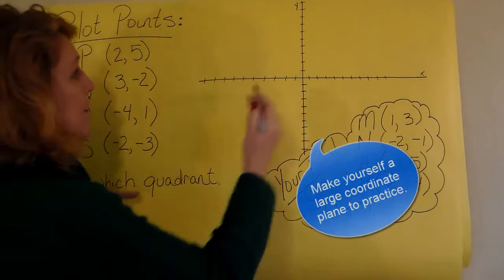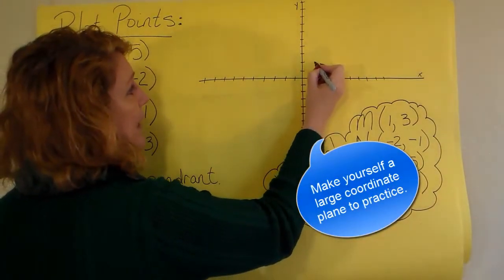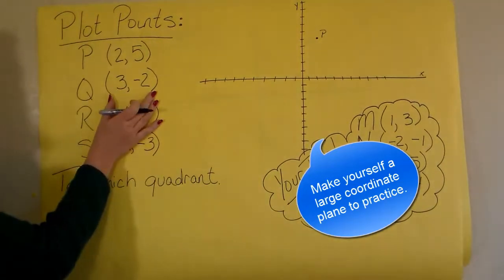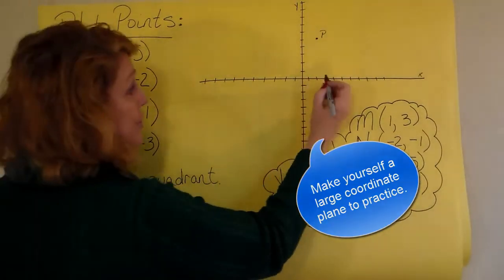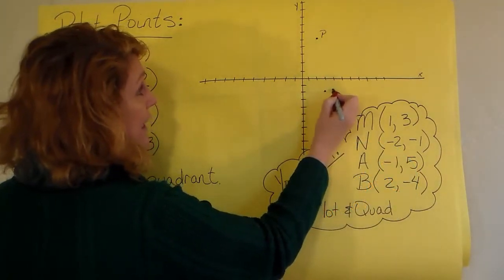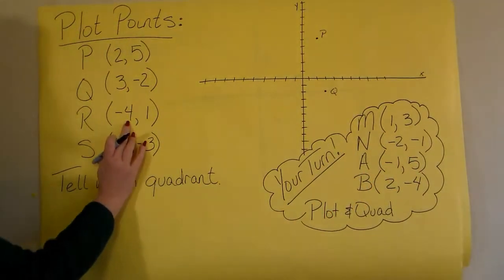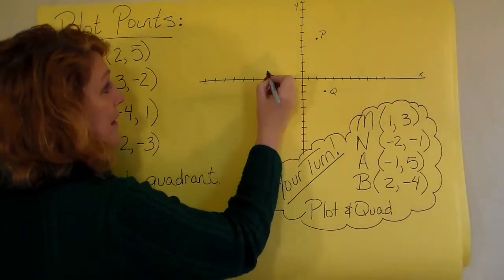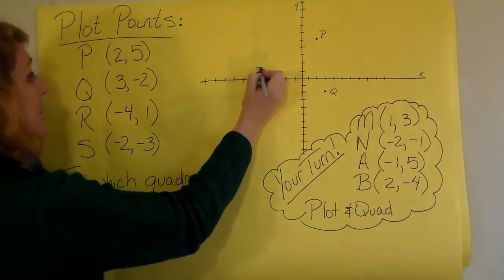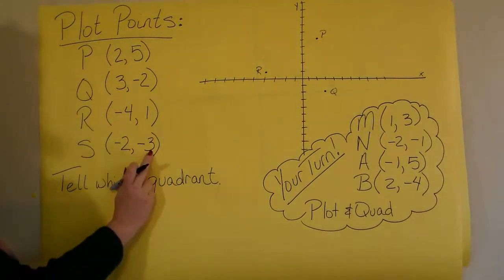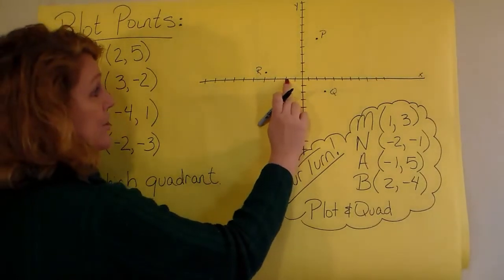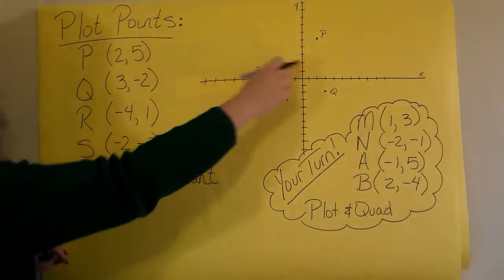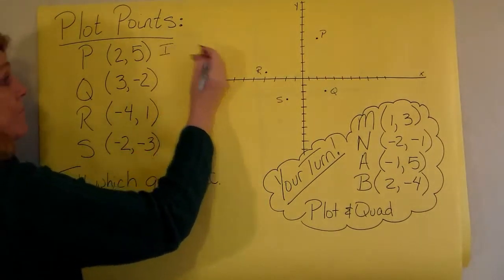Positive and positive. I'm going to go over 2 and up 5. And that is point P. I'm going to go over 3 and down 2. And that is Q. I'm going to go backwards 4 and up 1. 1, 2, 3, 4. And up 1. And that's R. I'm going to go back 2 and down 3. Back 2 and down 3. S.